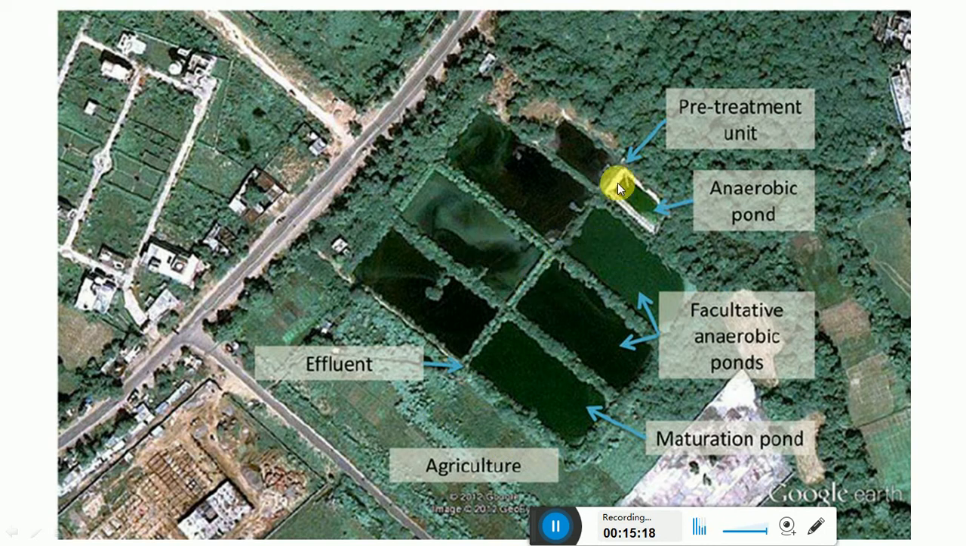At the end you may have the maturation pond, that is, after primary treatment and secondary treatment it is placed at the end. That's why it is called a maturation pond. These can be located far away from the city to avoid odor issues, because these are simply open to the atmosphere. Due to the process of decomposition, they may give out odor. For that reason they are generally kept away from cities.